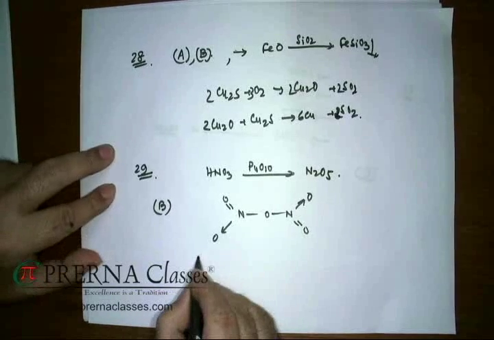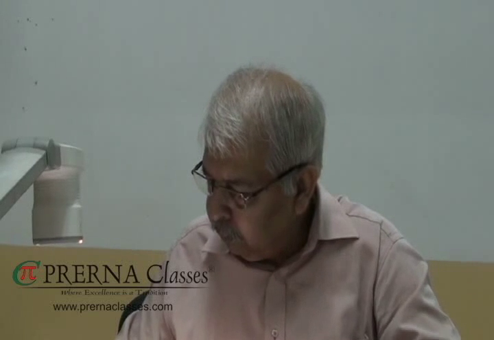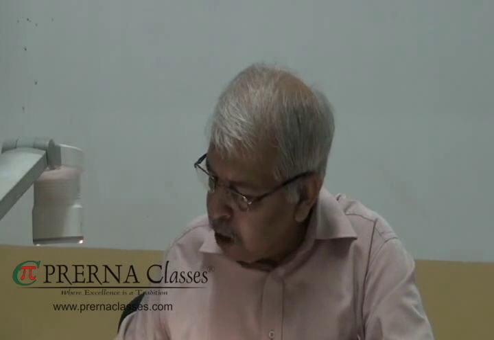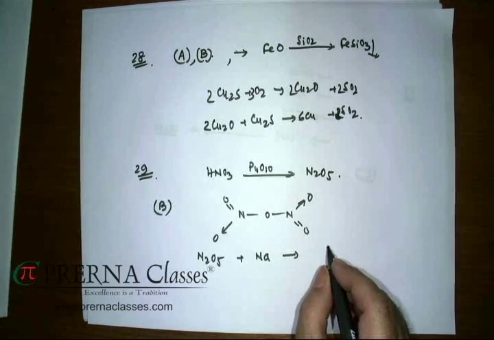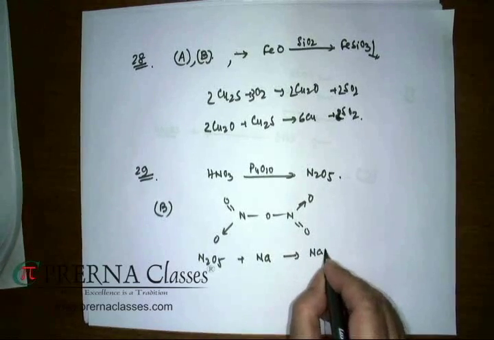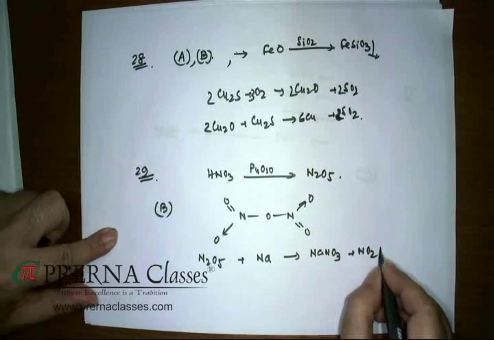N2O5 reacts with Na to give you a nitrate salt plus brown color gas. So statement D is also a correct statement.